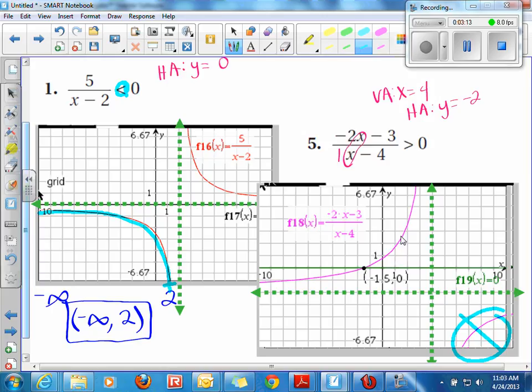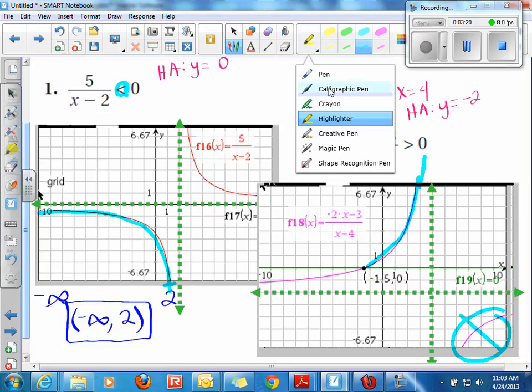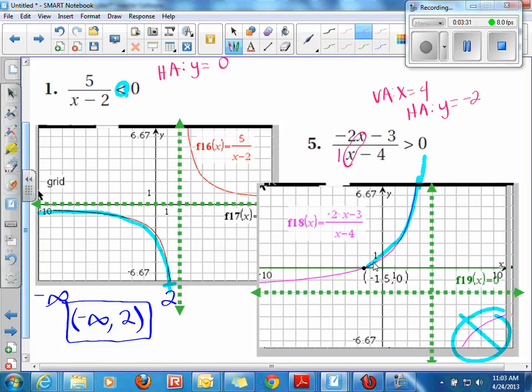And to be greater than 0, if they're equal to 0 right here where they're crossing, the greater than 0 is where the pink line is higher, and that's over here in the graph. And remember that it's going to approach that asymptote, but it's not going to touch it. So we need to figure out our boundaries. It's equal to 0 at negative 1.5. So negative 1.5 is not going to be included because it doesn't have the equals bar in the equation. So negative 1.5 is as far left as we're going to go.